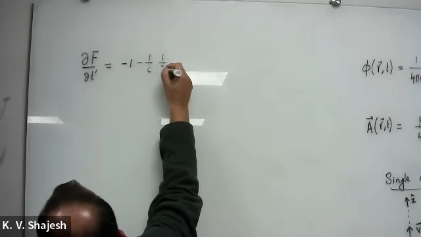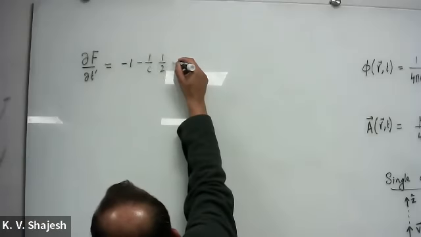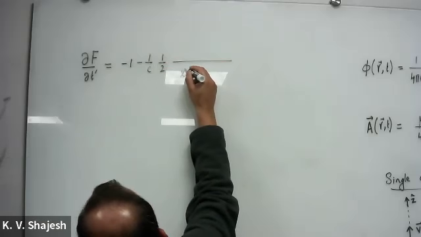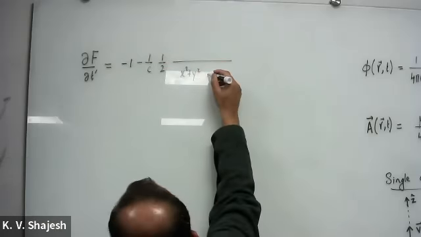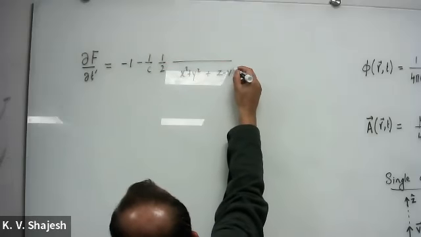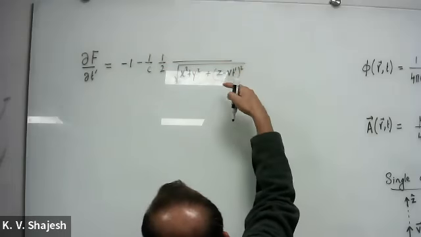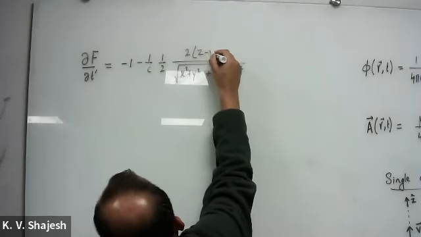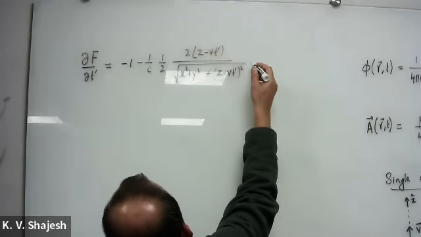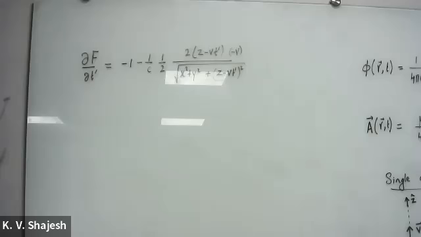Then there is 1 by 2 coming from the square root, and the square root goes to the denominator. So it's x squared plus y squared plus (z minus vt prime) squared. And then take the derivative of the argument. So that's 2 times (z minus vt prime) and then a minus v. That's your derivative of that.